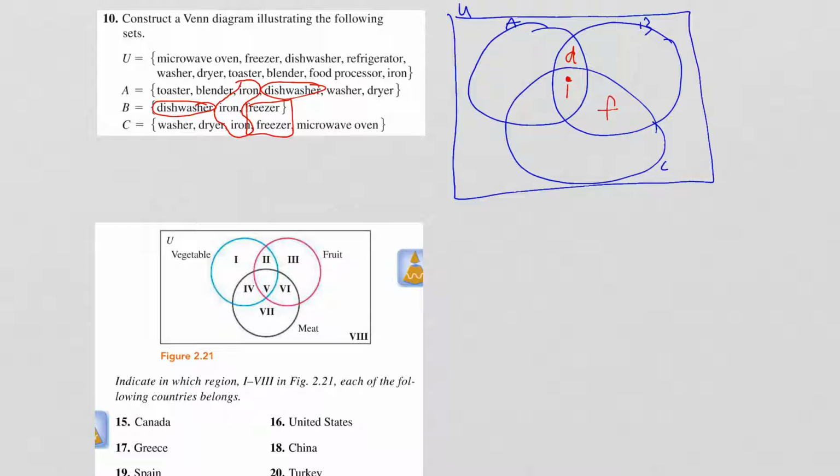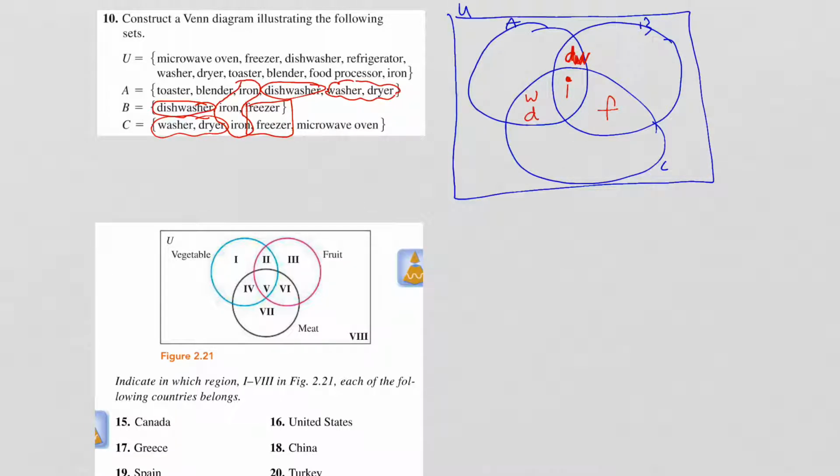And then the left petal, what does A and C have in common? We're looking at A and C, and we see that there's a washer and dryer, actually. Right there and there. So washer and dryer. And actually I'm going to put DW for the dishwasher that we put up here.